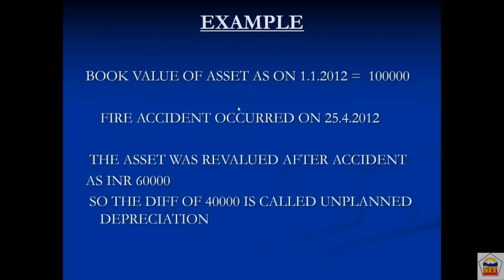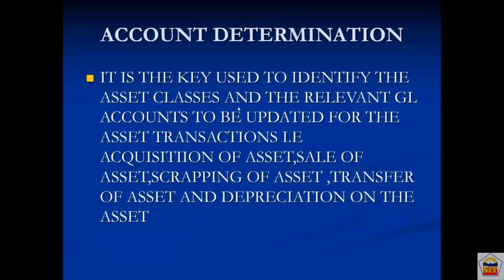So for example, we have an asset, and the value of that asset at the start of the year is 100,000, and in April a fire occurred. After that we did the revaluation, so it is 60,000, and the remaining 40,000 we can consider as an unplanned depreciation which we can post manually.